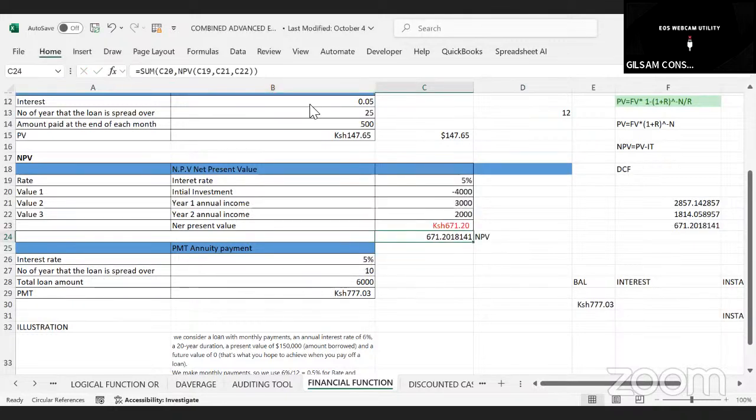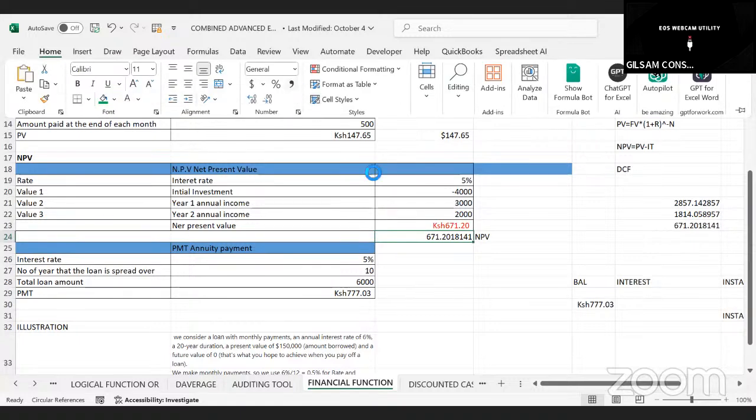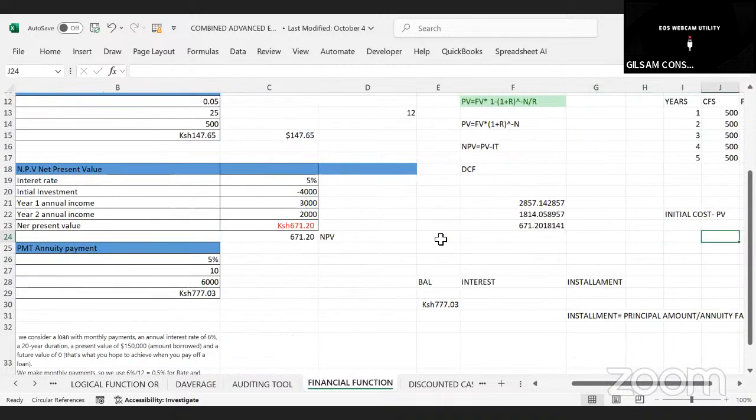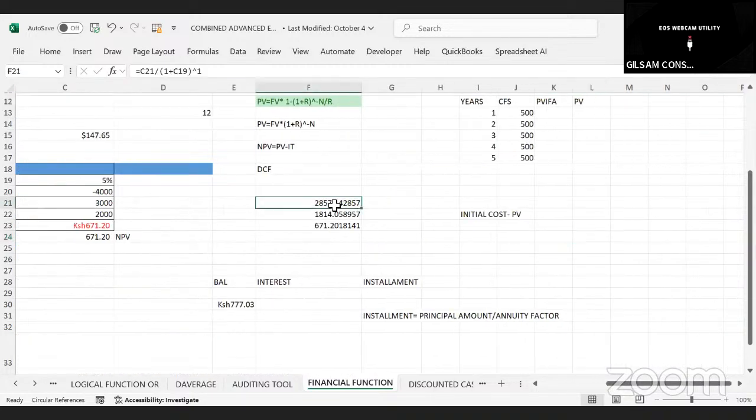Maybe we can round this off to two decimal places. So you will get your net of 671.2. So that's when you apply the formula, which still, if you go the long way, you can get it also here. So if you use the long way, you discount all of them and then subtract.